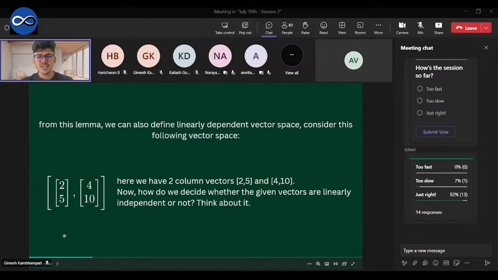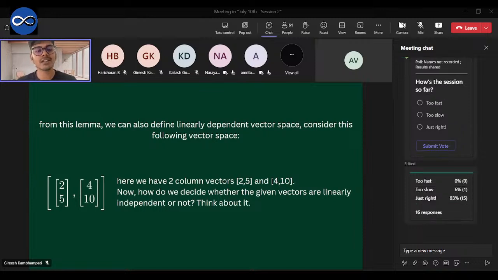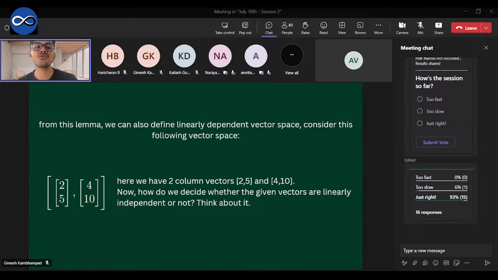Right. If you want to consider a vector space, a vector set. So we have vectors (2, 5) and (4, 10). (2, 5) here means 2x cap plus 5y cap, and we have the other vector which is 4x cap plus 10y cap. So these are two column vectors. Now, I would like to see if they are linearly independent or not. So is there something that you observe here? I think you do, right?